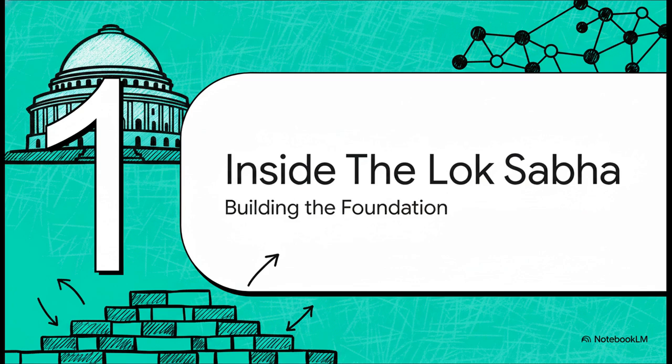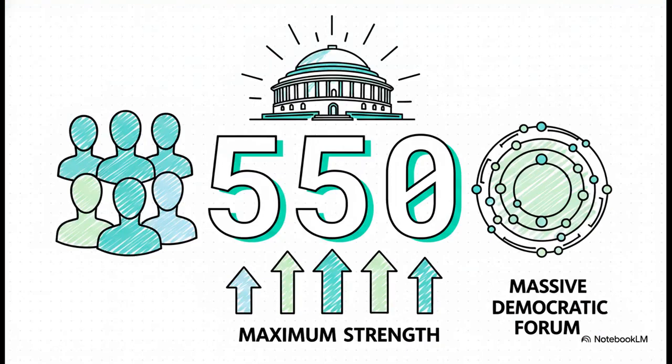Section 1. Inside the Lok Sabha, building the foundation. Let's start with a crucial number, 550. This represents the absolute maximum strength of members in the Lok Sabha, as allowed by the Constitution. Think of it as the hard upper limit for how many voices can simultaneously hold a seat at the table in this massive democratic forum.